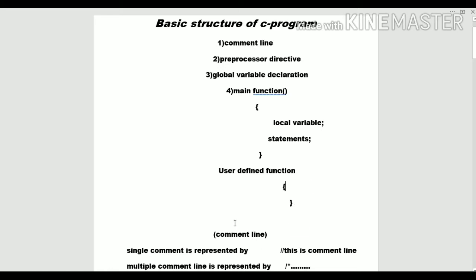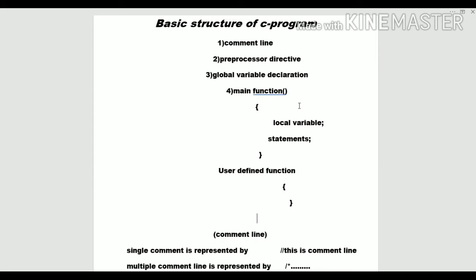In a C program we may write many sub functions, or some sub functions, or maybe there is no sub function. So this user defined function may be there in the program or not. It doesn't matter. But the main function, the main program, must be there in any C program.